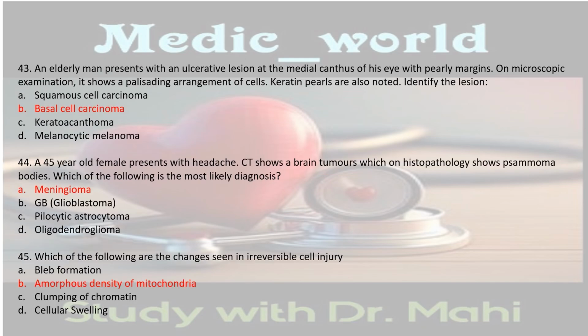Now, the next question. An elderly male presents with an ulcerative lesion at the medial canthus of his eye and with pearly margins. On microscopic examination, it shows palisading arrangement of cells. Keratin pearls are also noted. Identify the lesion. Here the answer is basal cell carcinoma.